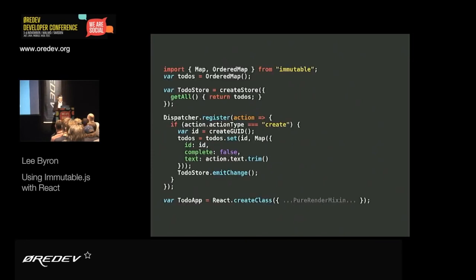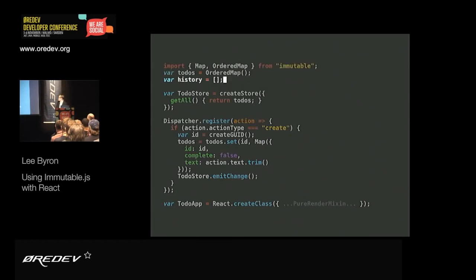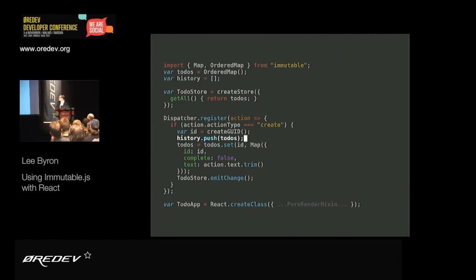So here's where we left off. We're going to add undo. First, we're going to create history. I'm just using an immutable array. That's fine. I could have used an immutable list, but in our case, it doesn't even matter. We just need somewhere to stash old values.